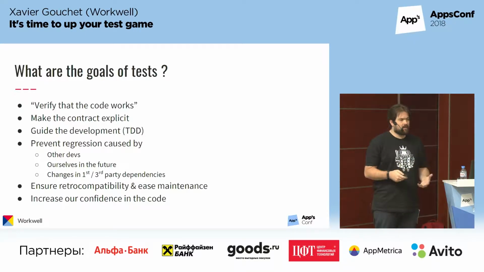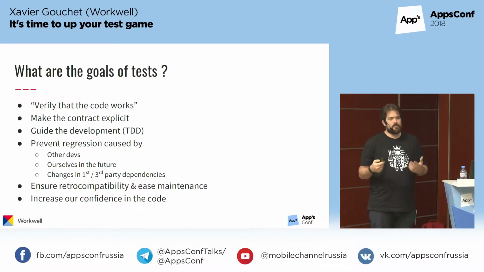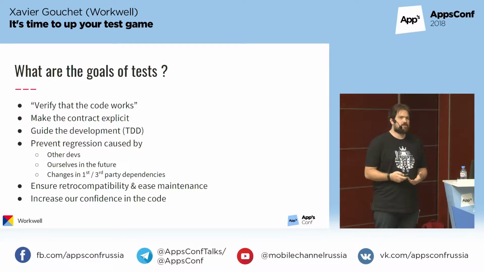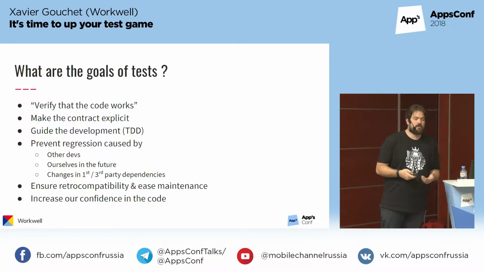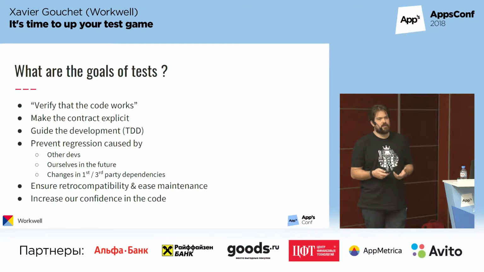It can prevent regressions, because when you have tests that cover your code, basically when someone introduces a bug, the tests are going to find it. And the regression can be caused by any other developers or ourselves in the future, or changes in third party dependencies. You can also ensure the retrocompatibility with old versions, and it eases maintenance. And of course, the main point is that it increases your confidence in the code that you're writing.